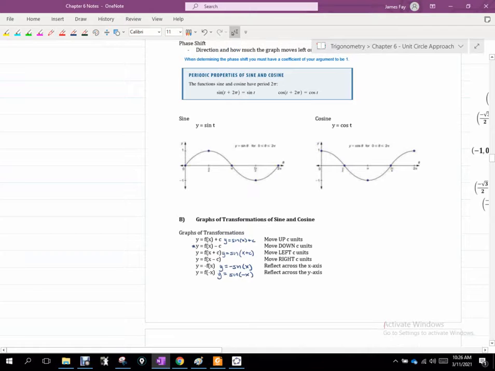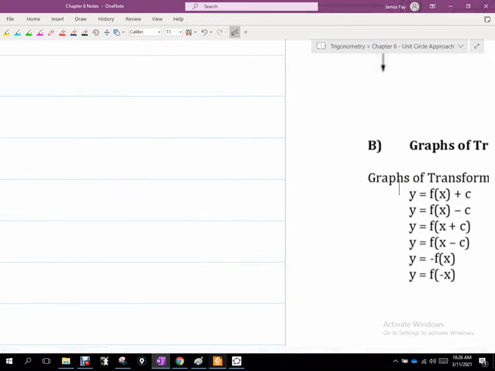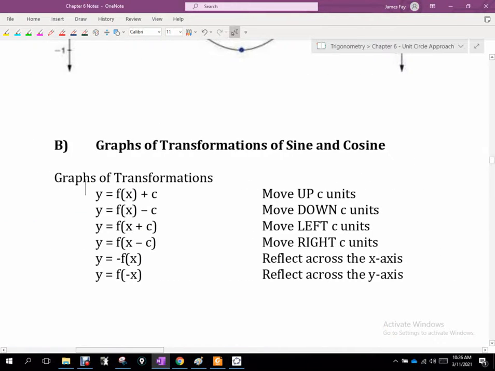All right, so our goal eventually is to do, like I said, transformations. I'm going to list here the exact transformations that we talked about in college algebra, written for any generic function f of x.